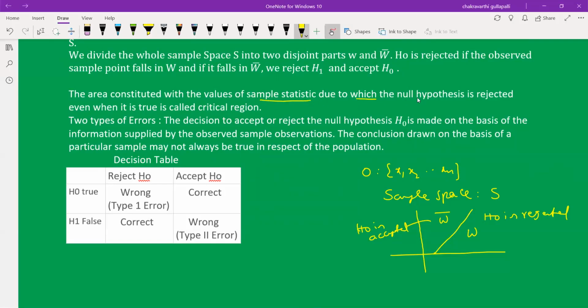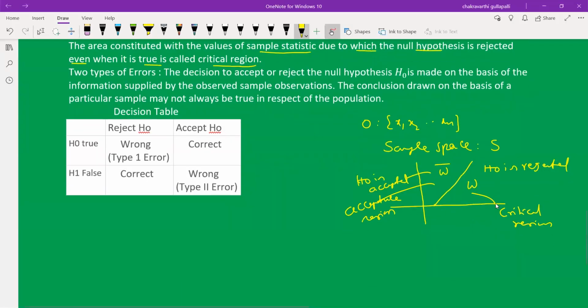due to which the null hypothesis is rejected even when it is true is called the critical region. That is the definition of the critical region. This is called a critical region. So this is the acceptance region. Critical region is also called rejection region.